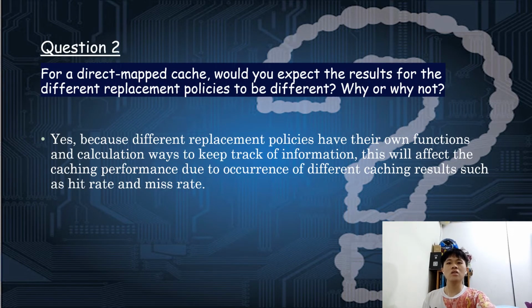We also expect the result for the different replacement policies to be different because the different replacement policies have their own function and calculation way to keep track of information. This will affect the caching performance due to the occurrence of different caching results such as hit rate and miss rate.